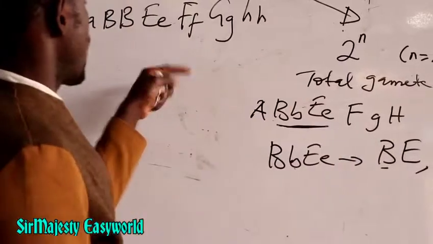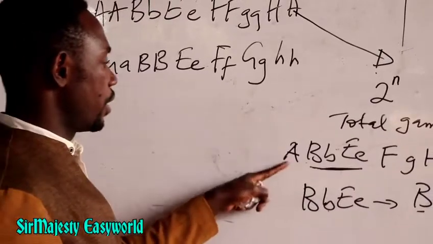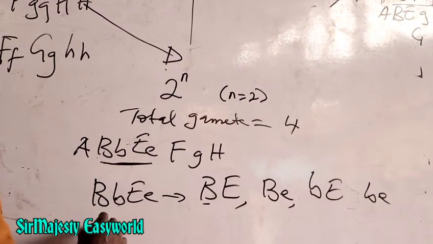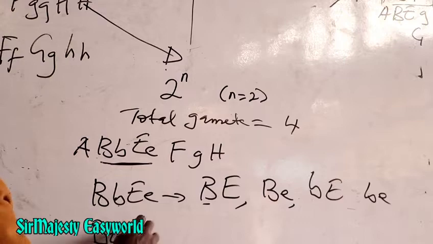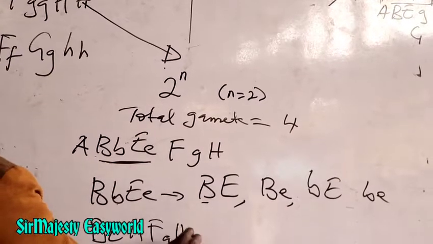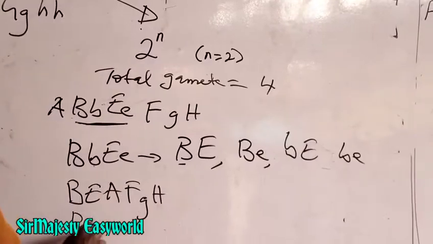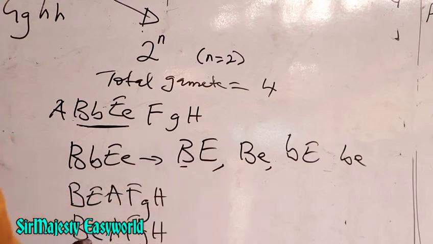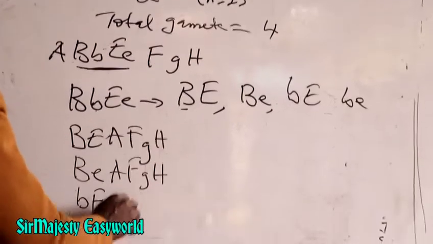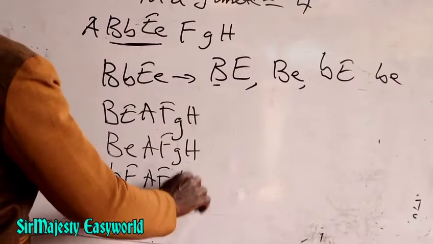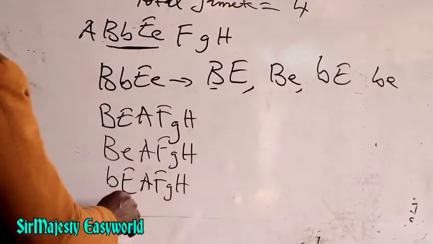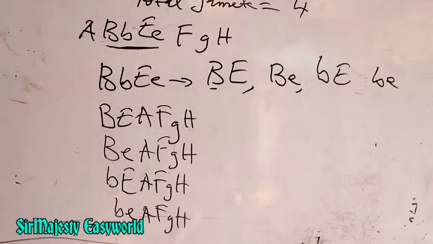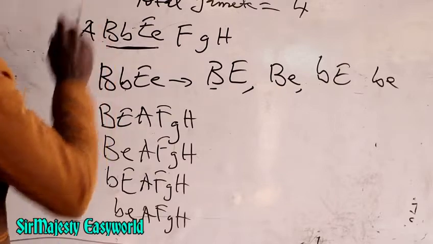But you have to go back and add these constants. We have A, F, G, H is constant for each of them. So when we add it to the first one, gamete number 1 should be B, E, A, F, G, H. The other one should now be capital B, small e, A, F, G, H. The other one will now be small b, capital E, A, F, small g, H. Then lastly we have small b, small e, A, F, G, H. So these are the possible gametes that will come out from the first parent.